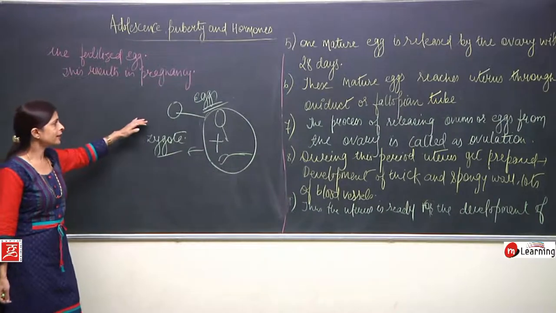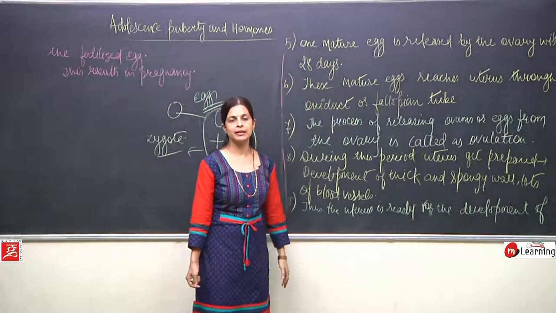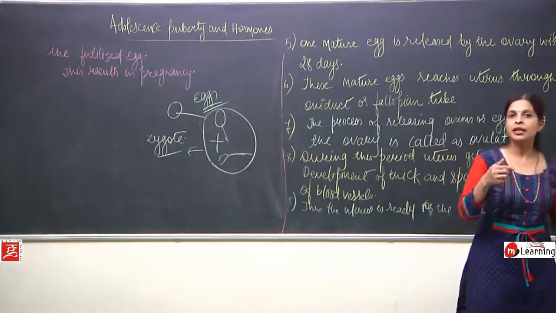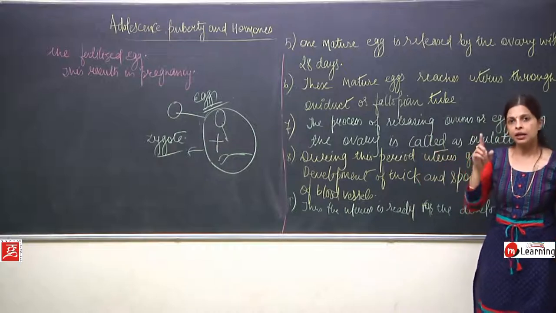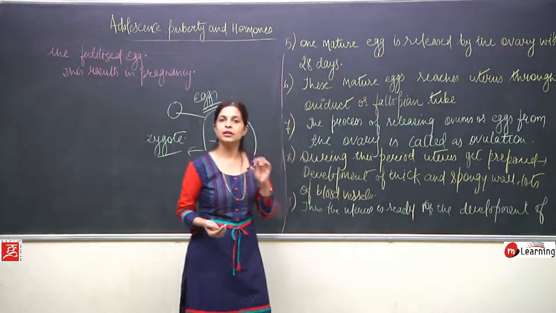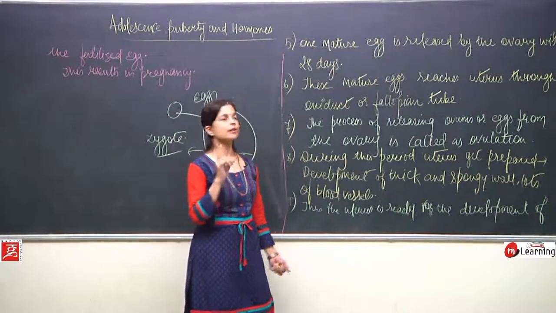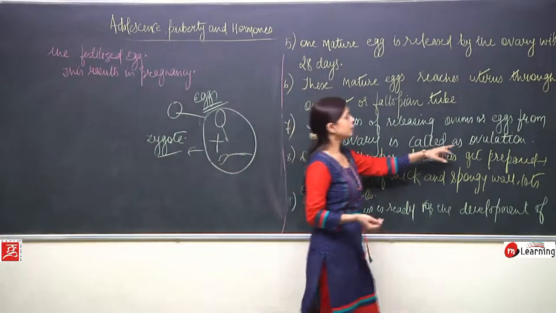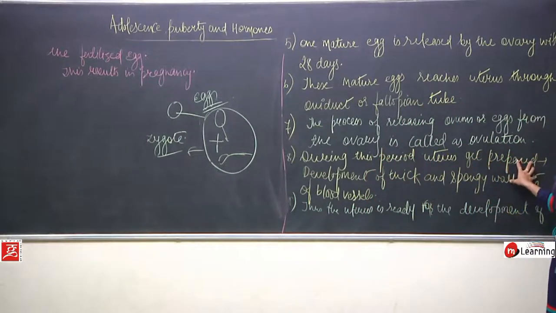Actually, the ovaries will release the mature egg due to the hormone which has got mixed up with the blood. Due to the hormone, this egg starts becoming mature. Now, within 28 days, the mature egg will be released from the ovary. The release of the mature egg from the ovary is known as ovulation.